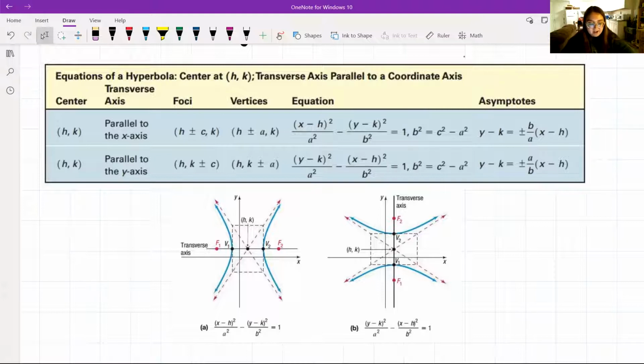Then we also have our hyperbola with its transverse axis parallel to the y-axis. This would give us our foci at h comma k plus or minus c, vertices at h comma k plus or minus a, with equations at y minus k squared all over a squared minus x minus h squared over b squared is equal to 1. b squared is equal to c squared minus a squared, and our asymptote is now y minus k is equal to plus or minus a over b times x minus h. So quite the mouthful there. But we do see that there are significant differences once we move that center.